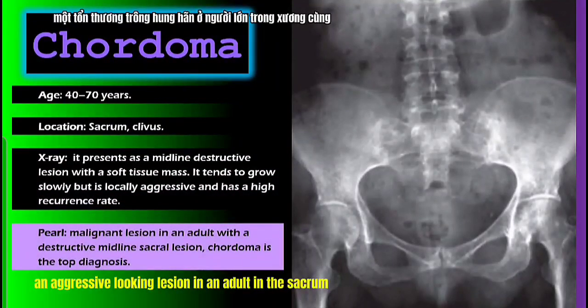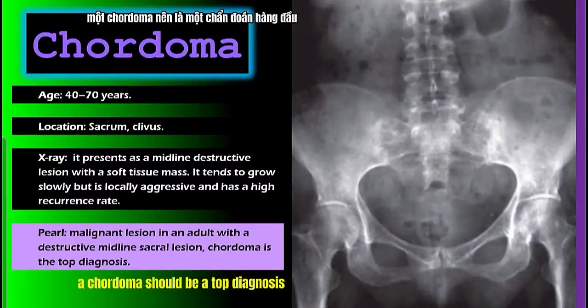So an aggressive-looking lesion in an adult in the sacrum, chordoma should be a top diagnosis.